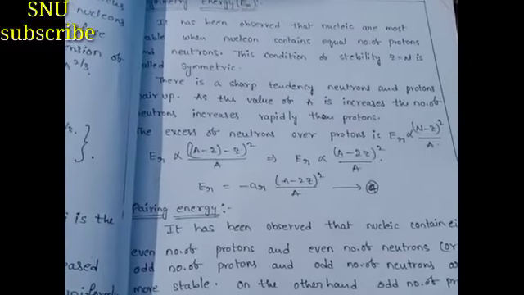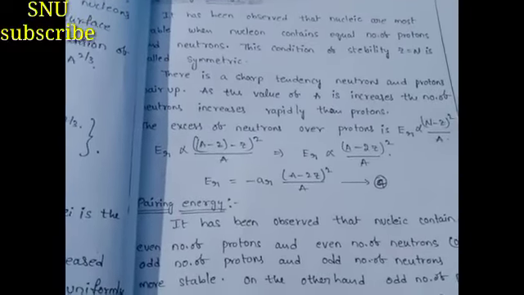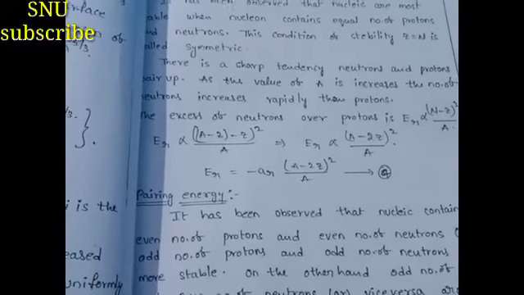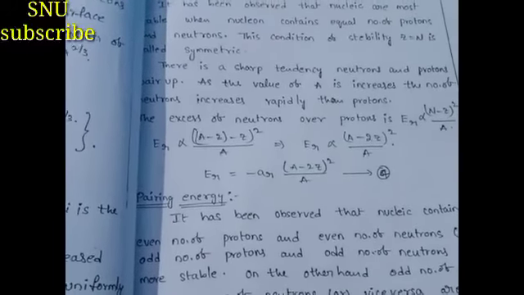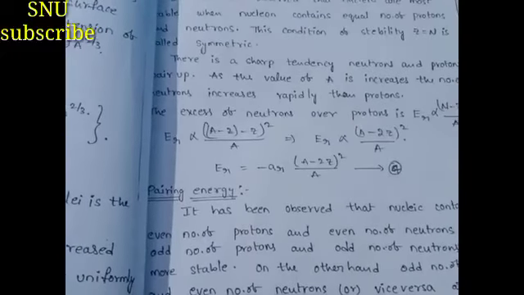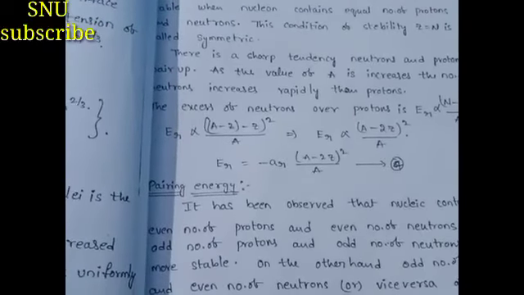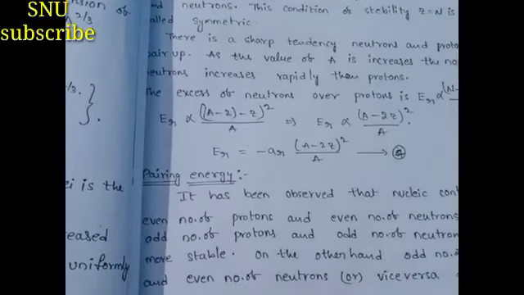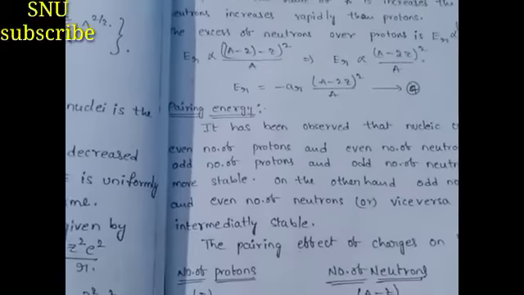Er proportional to (A minus Z minus Z) whole squared by A. That is, Er proportional to (A minus 2Z) squared by A. Er is equal to minus Ar (A minus 2Z) squared by A. This is equation 4.